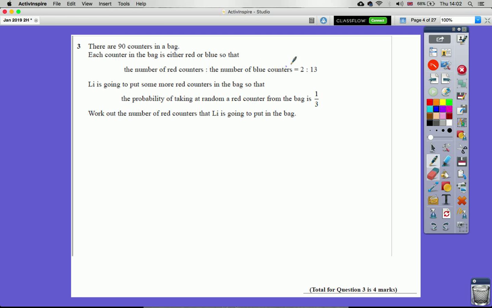So let's first find out the number of blue and red counters. So red to blue is 2 to 13.